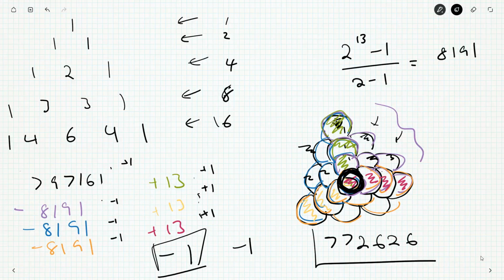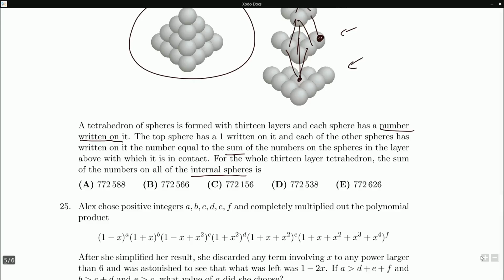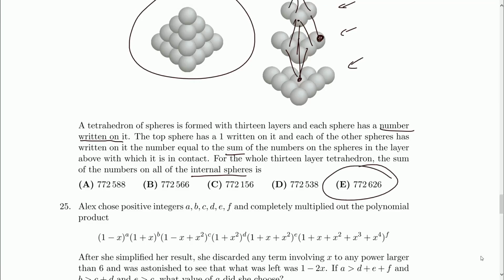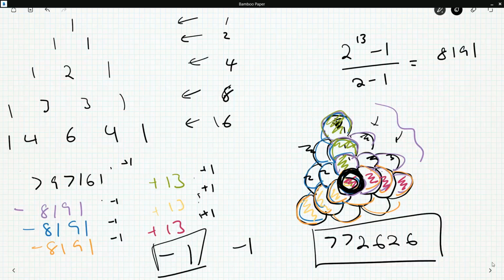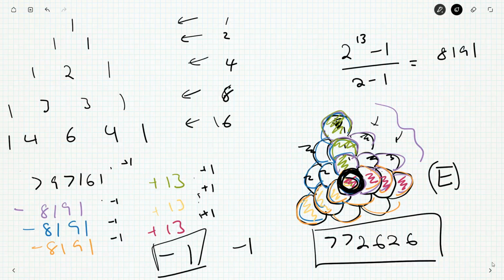772626. And I'm saying that's my answer. Now let's see, is that a possibility? I'm looking for 2626 right there at the end. And just to make sure my inclusion-exclusion didn't foul up, are any numbers even close to this? No, they're not, so I am very confident in my answer of E. And that finishes up question number 24.